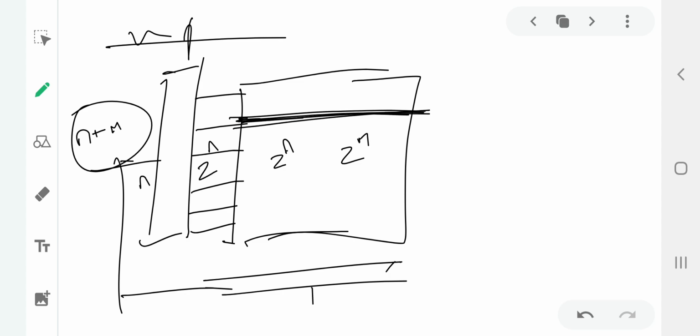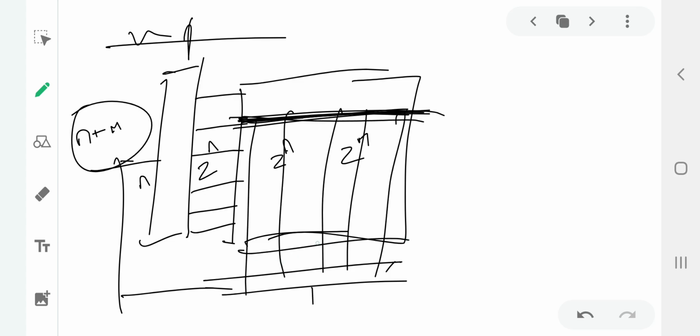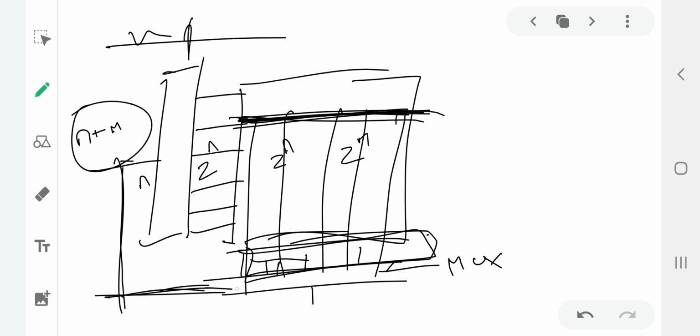When that particular row is selected, all the data in that row is brought to a buffer over here, and that buffer is connected to a multiplexer. Then your column bits are given to the select lines of your multiplexer, and the selected column data is driven out of your multiplexer.